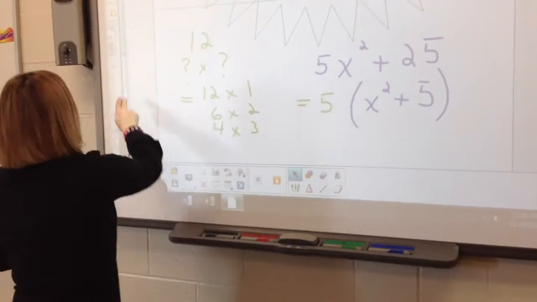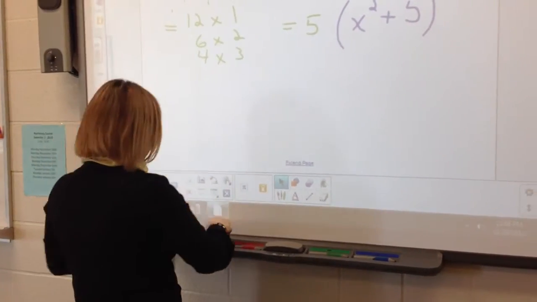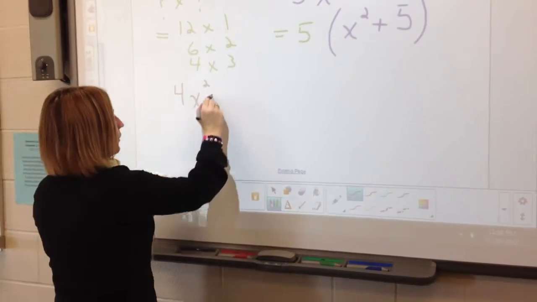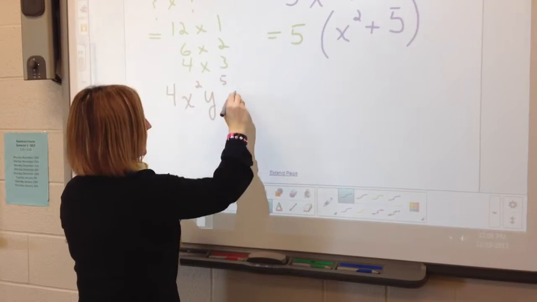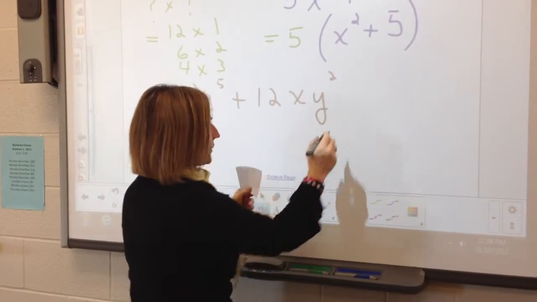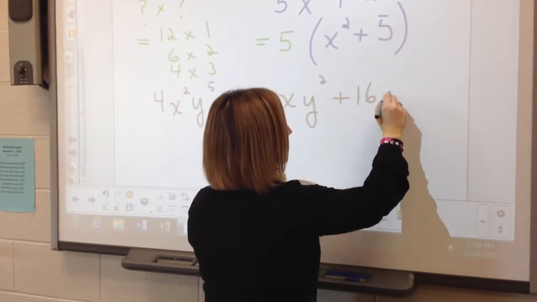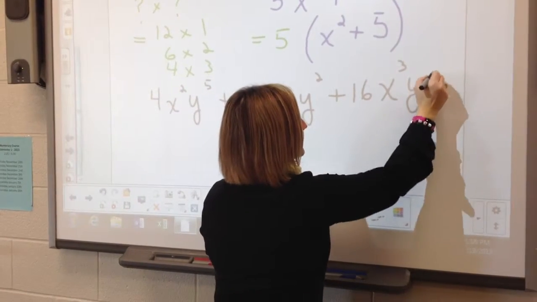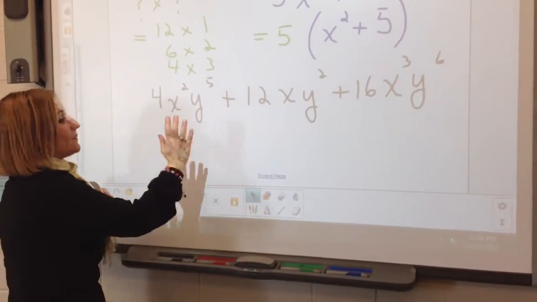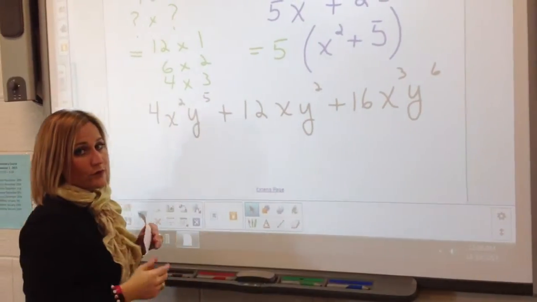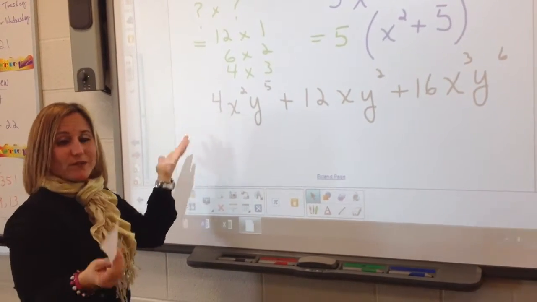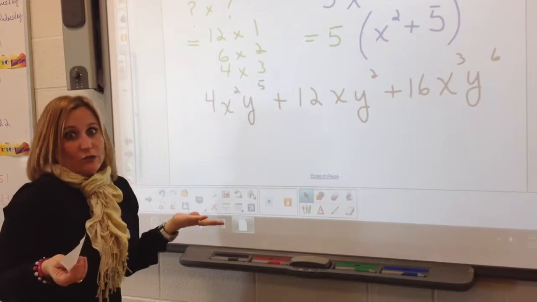Let's take a look at another one. What if I were to give you 4x squared y to the 5 plus 12x y squared plus 16x cubed y to the 6. Now, is it easy for you to say, this times this will give me this trinomial? Well, it will be easy in a moment. Follow your checklist. What's the first thing on our checklist? It's the only thing you know right now.